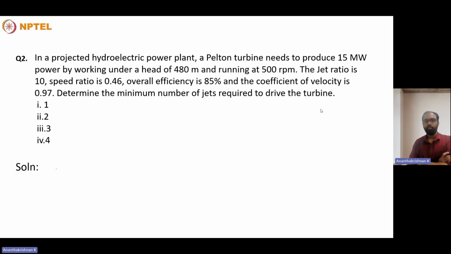In a projected hydroelectric power plant, a Pelton turbine needs to produce 15 megawatt power by working under a head of 480 meter and running at 500 RPM. The jet ratio is 10, speed ratio is 0.46. Overall efficiency is 85%, and the coefficient of velocity is 0.97. Determine the minimum number of jets required to drive the turbine. The options are 1, 2, 3, and 4.